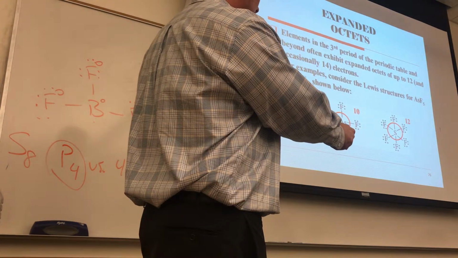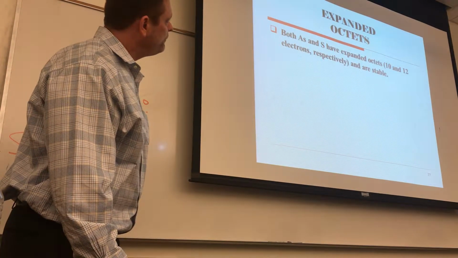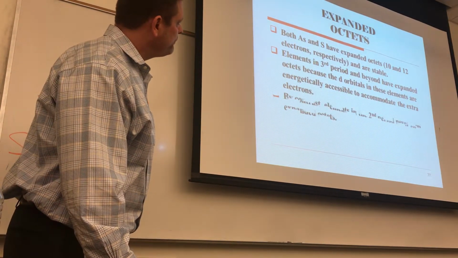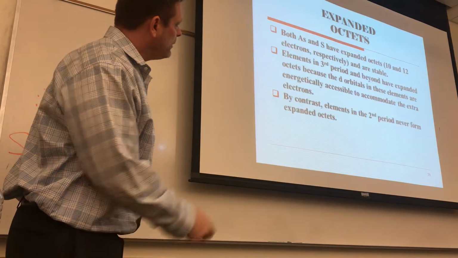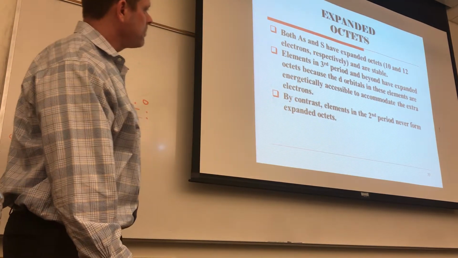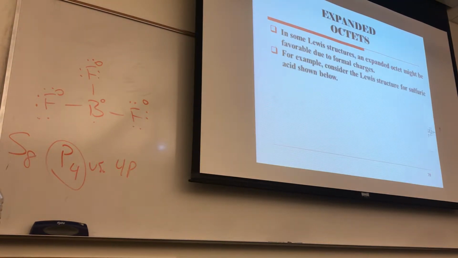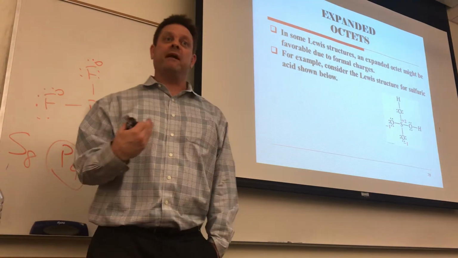10 around this one, 12 around this one. So once again, because they have d orbitals, expanded octets. So that's really all I need you to know about the expanded octets and about the different ones. Only in period 3? Period 3 and above.